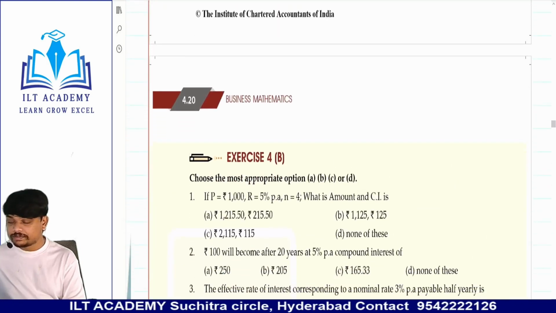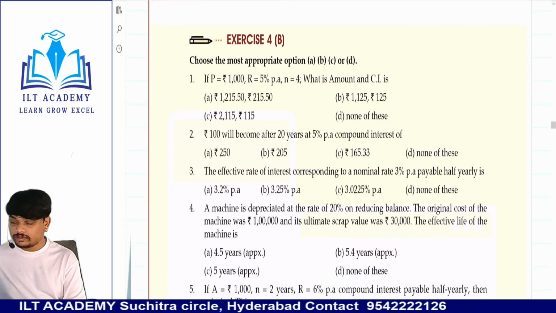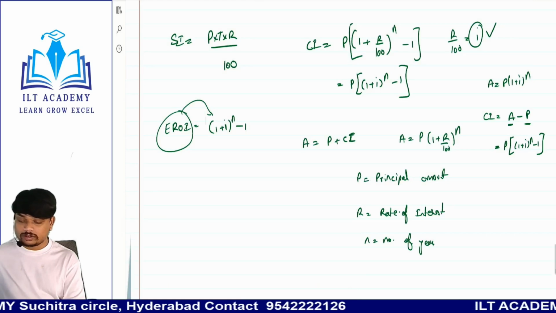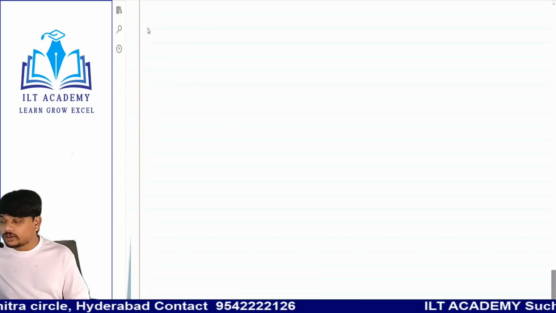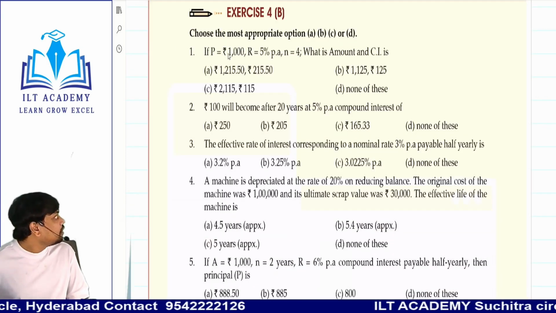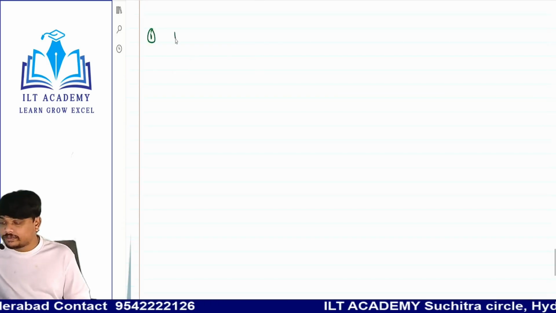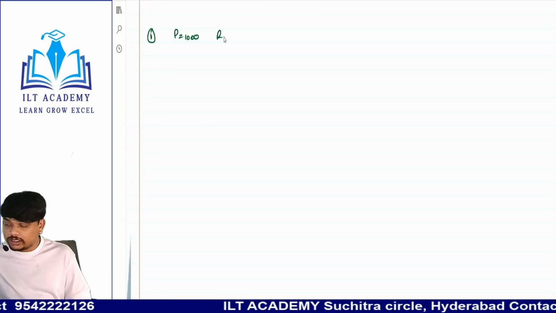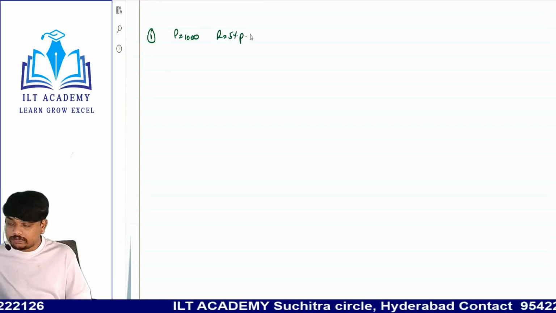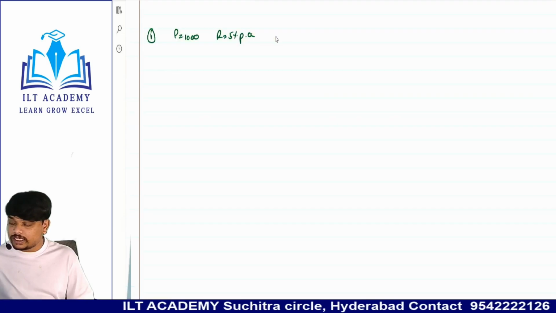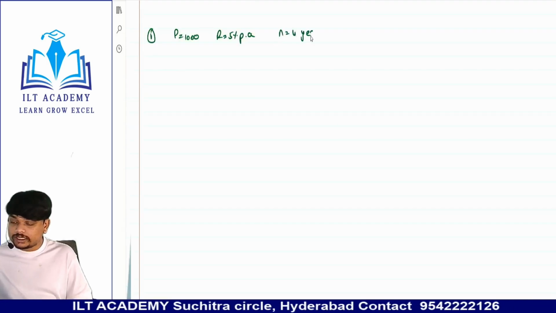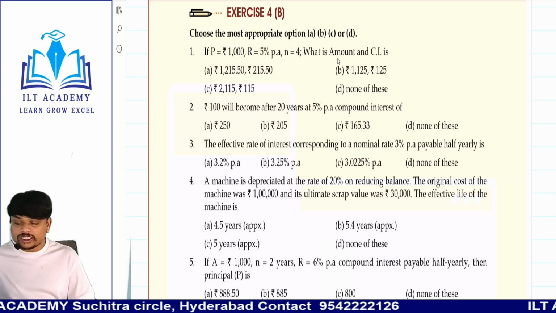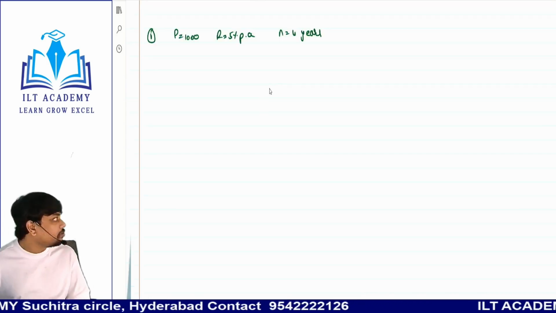This is 4B. Now this is our first question. Now see, what is principal? Principal is 1000, R is 5% per annum, and N is 4 years. Now the question is, what is the amount and what is the compound interest?